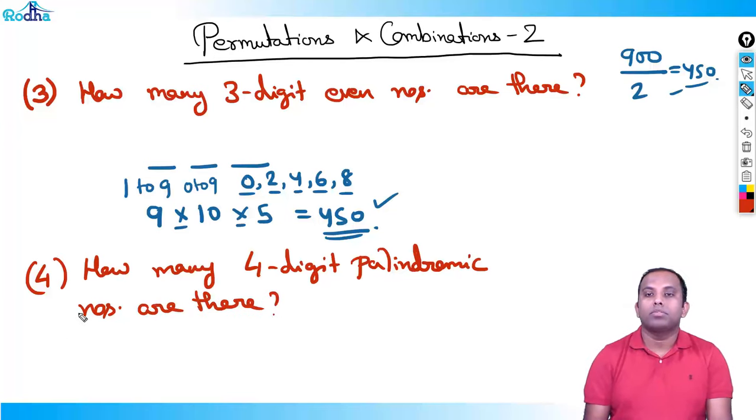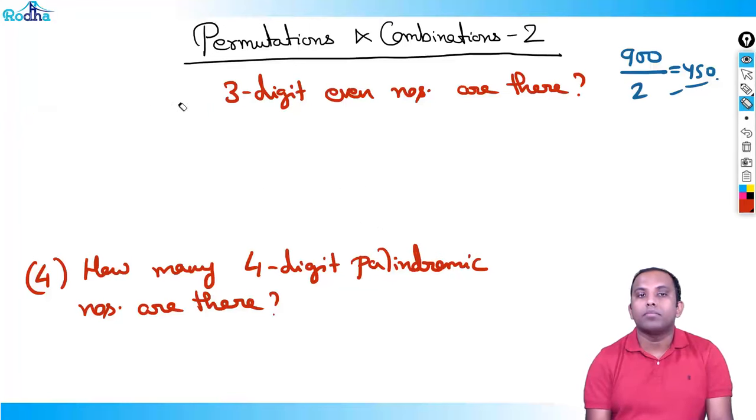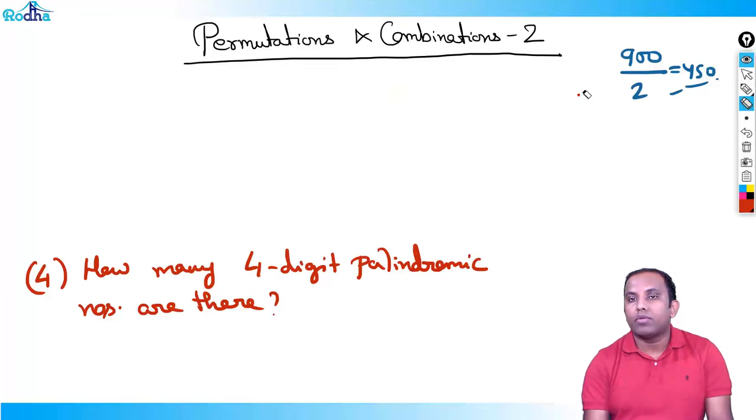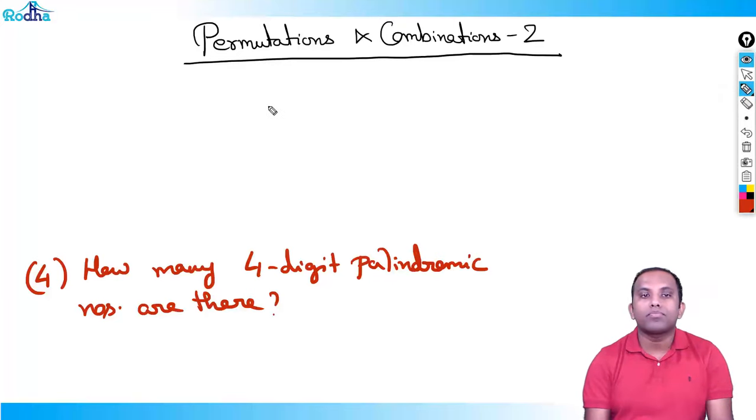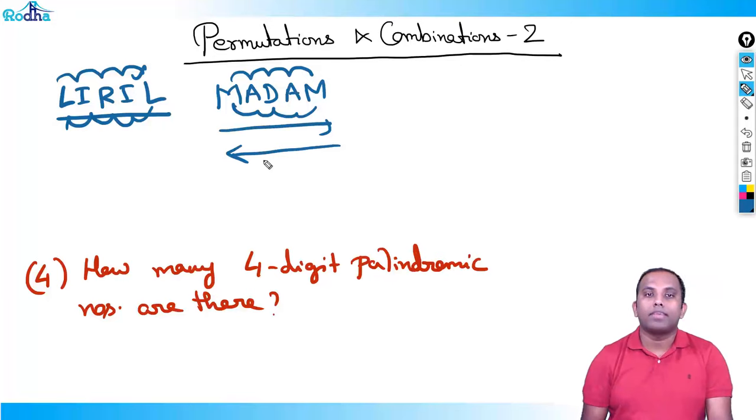Now what are palindromic numbers? Palindromic numbers are basically numbers which, if we read from left to right and if we read from right to left, will read the same. Now can you think of some word, not digits and numbers, which is palindromic? Let's say literal. It's a word, it's a palindrome. L-I-T-E-R-A-L. Madam is a palindrome. M-A-D-A-M, M-A-D-A-M. From left to right and from right to left, it reads the same.